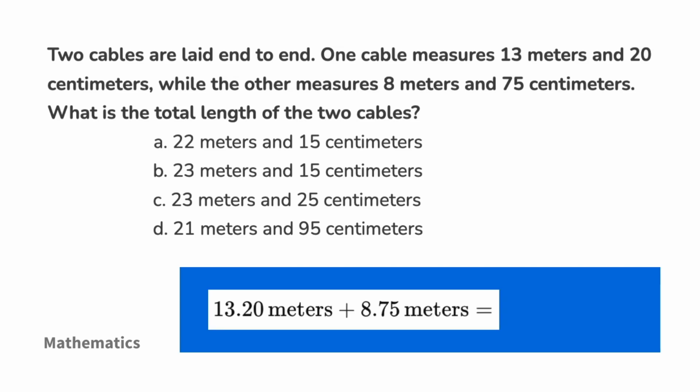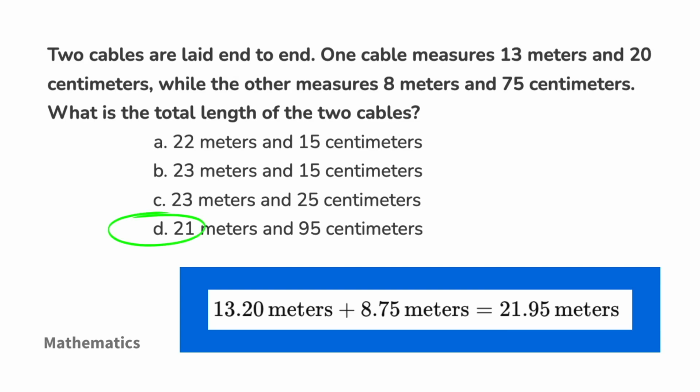Now, to finish up, we need to add the lengths of the two cables. Here we have 13.2 meters plus 8.75 meters, which is going to give us 21.95 meters, giving us the answer option of letter D.